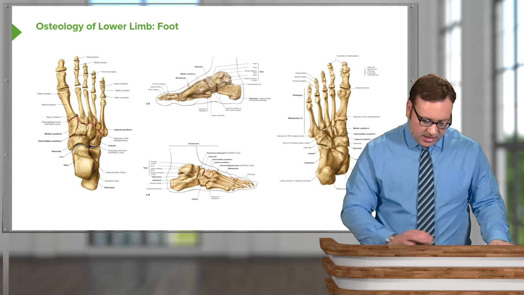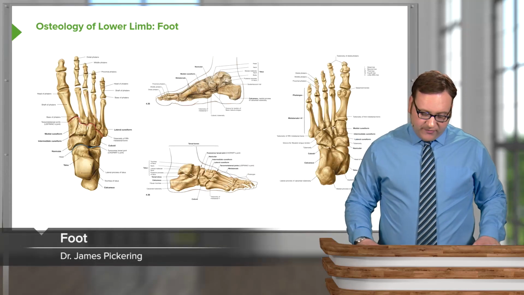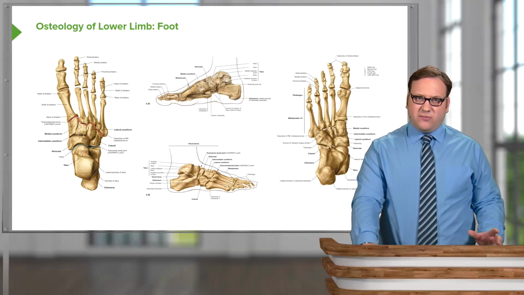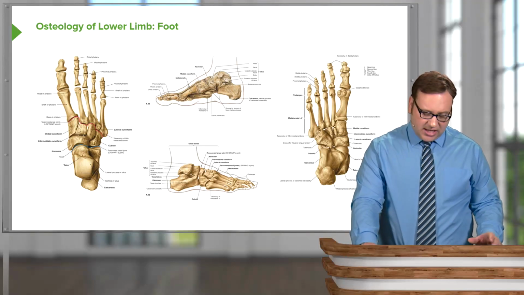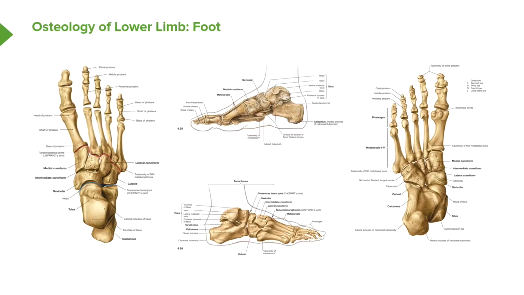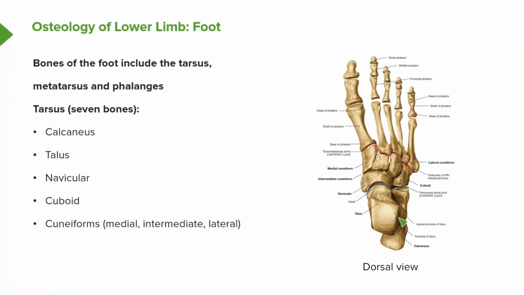So now let's move on to the foot and look at the numerous bones that make up the foot, both the tarsals, the metatarsals, and the phalanges. And we've got a whole series of pictures that show different views of the foot. We can see that we have tarsus, these 7 bones that help to form the main body of the foot.